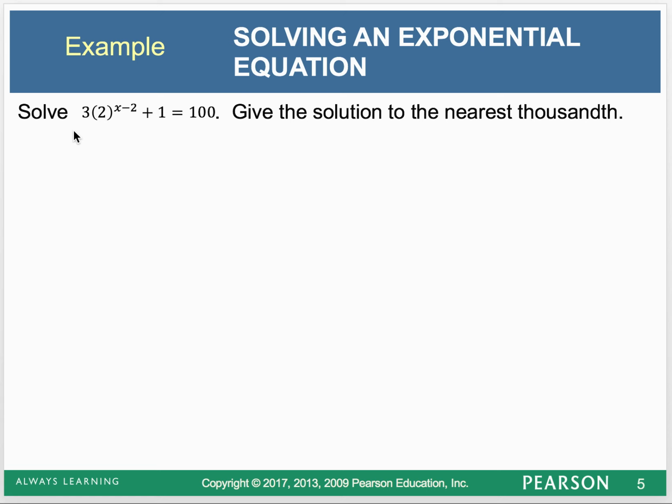Okay, so first of all, I'm going to subtract 1 from both sides so that that's gone. So 3, I'm just going to, doesn't matter, right? Just be careful and use appropriate notation, equals 99.